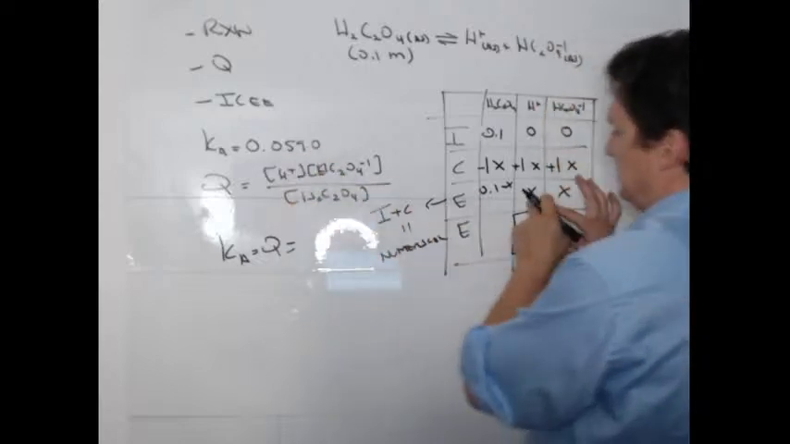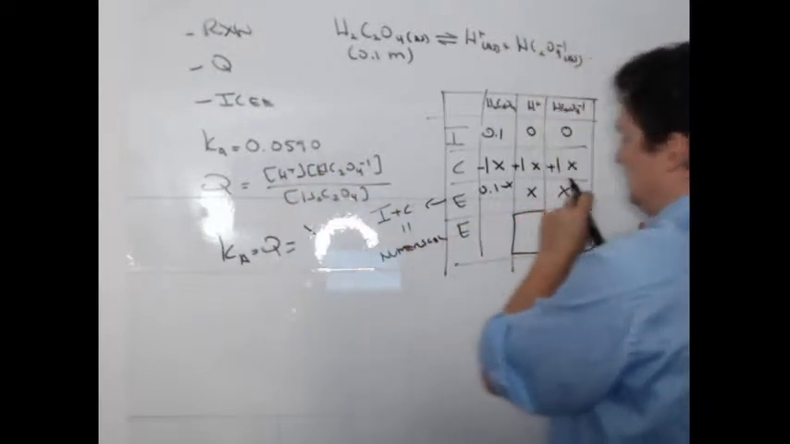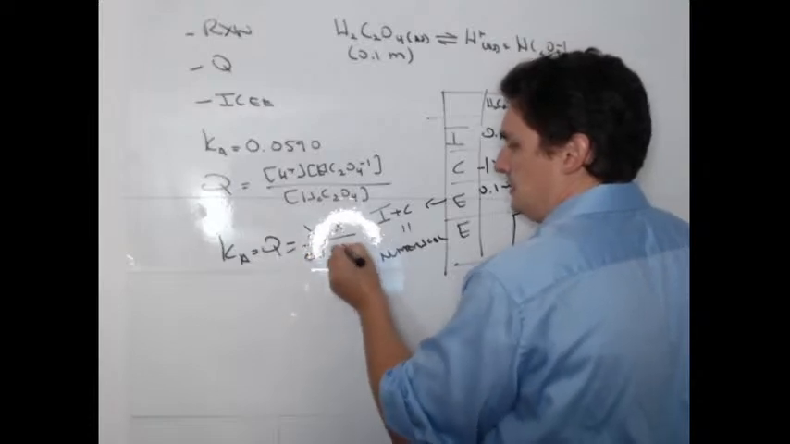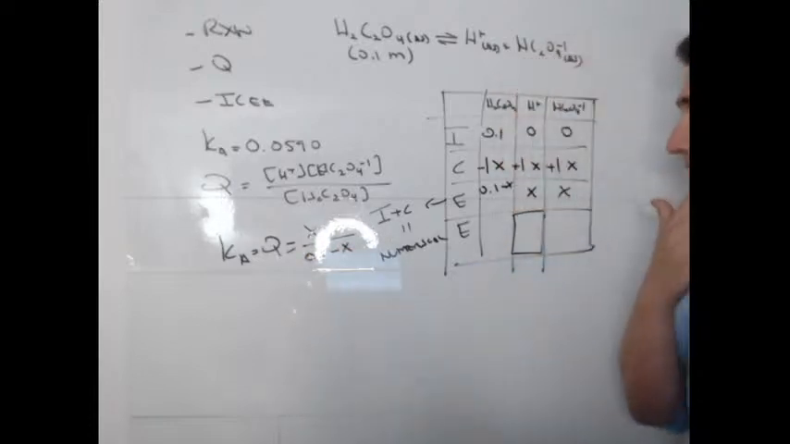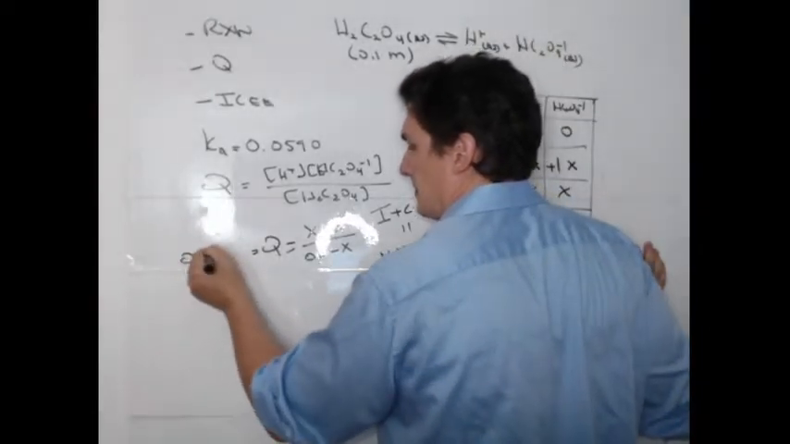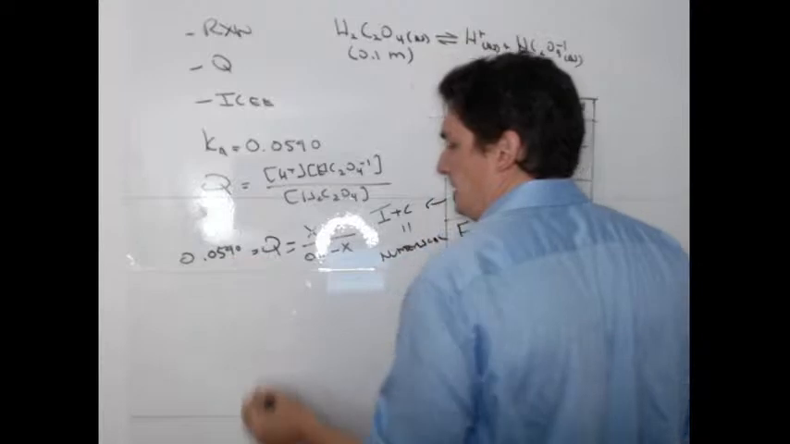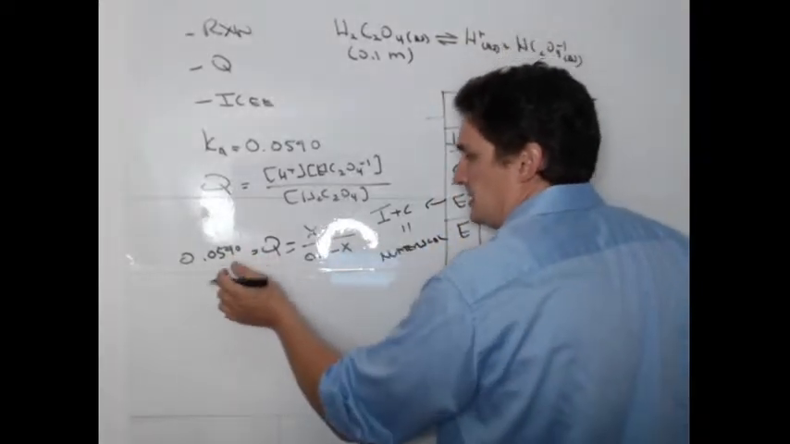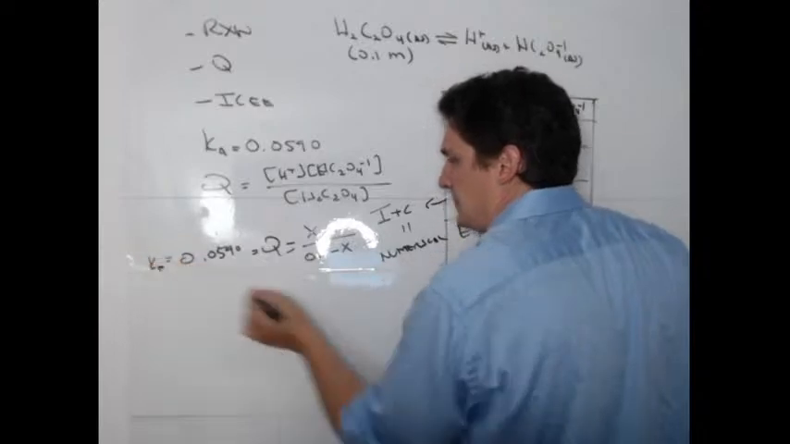So the concentration here of H+ is X, H2SO4 is 0.1 minus X. And now we have an expression: 0.0590 equals (0.1 minus X) over X. I'm going to keep this as Ka, just to make my life easy.